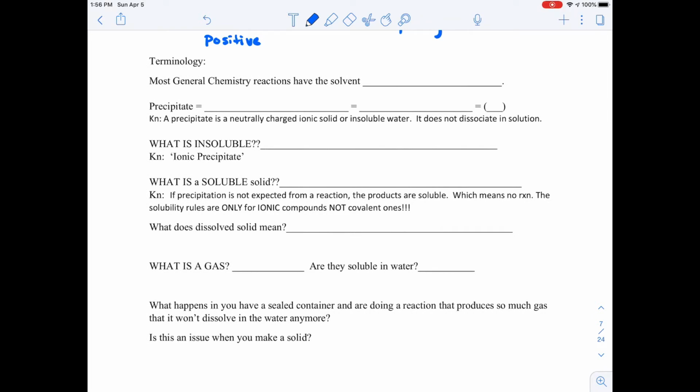So, terminology. Most general chemistry reactions have the solvent water. That's because water is easy to work with, and things that dissolve in water are often a lot safer. And you don't have to worry as much about things catching on fire or just other details. When you get into organic chemistry, you will find that you have a solvent that is not water a lot of the time.